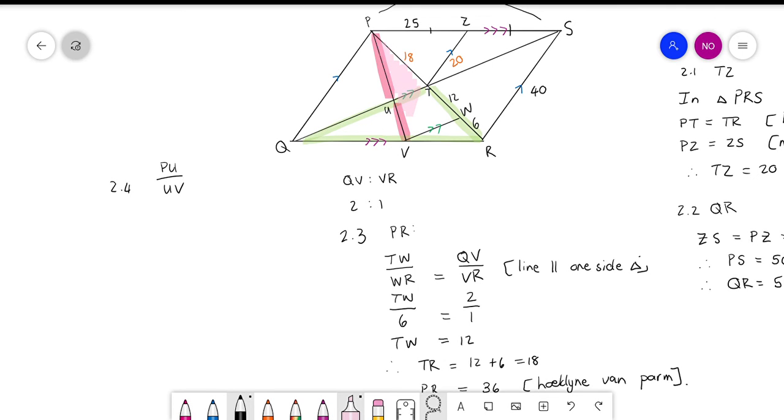Why am I working in that triangle? Because in that triangle, I once again have one side of the triangle that is parallel to a line drawn within the triangle. So ek gaan werk in die driehoek PVV, and there I'm going to say that I see that PU over UV must be equal to PT over TW. Sien julle? Daai ene op daai ene moet dieselfde wees as daai ene op daai ene. Why? Because this line is drawn parallel to the one side of the triangle.